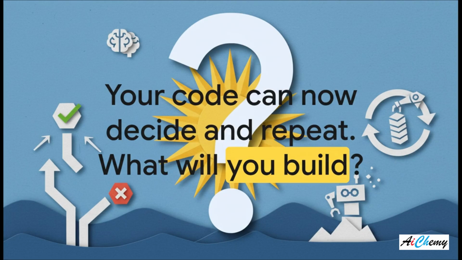So, you now have the fundamental building blocks to make your programs intelligent. They can evaluate things, they can choose different paths, they can automate boring, repetitive tasks. This is the difference between a simple little script and a real application. So the only question left is, what are you going to build first?